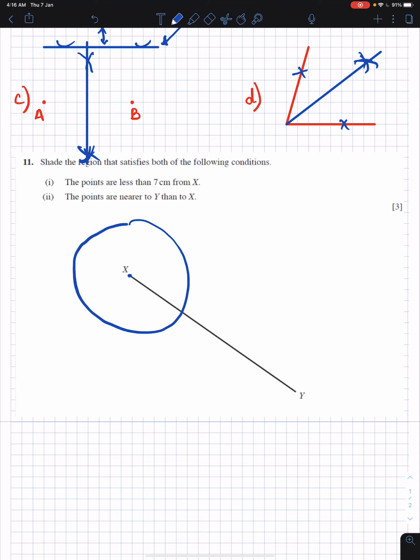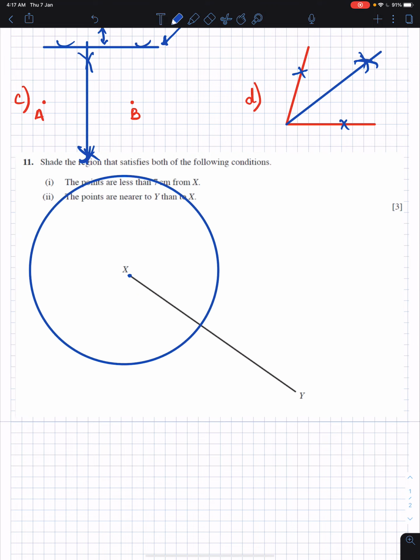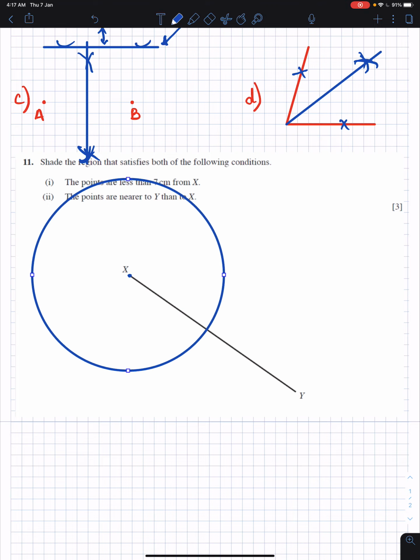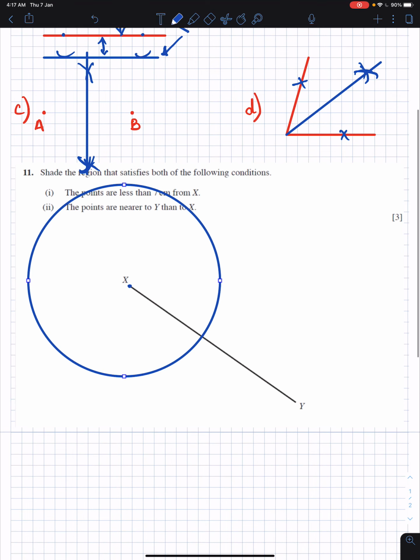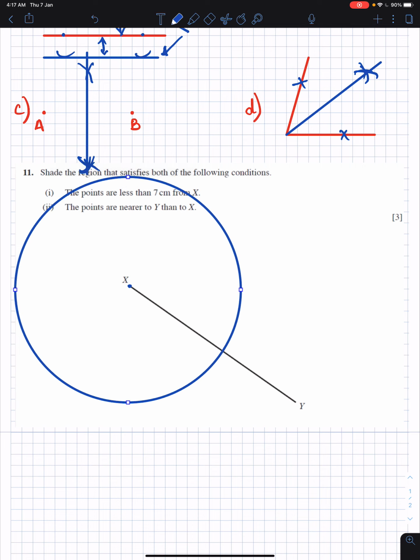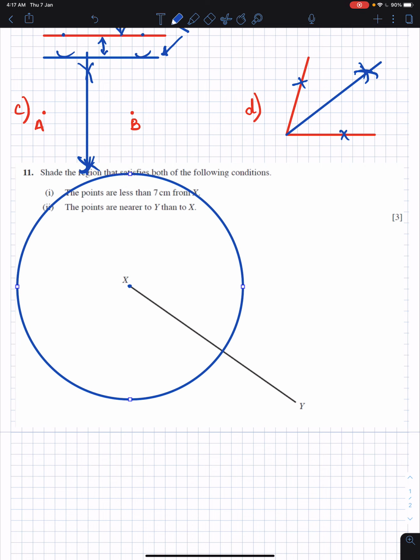Apparently I can't draw a circle. I have drawn an oval, sadly. Come on. Okay, now we have a circle, and let's say this is a 7 centimeter circle. So the first point said the points are less than 7 centimeters from x. So the point cannot exceed this circle because this circle is 7 centimeters. We have to make it bigger. Okay, let's say this is your 7 centimeter circle.